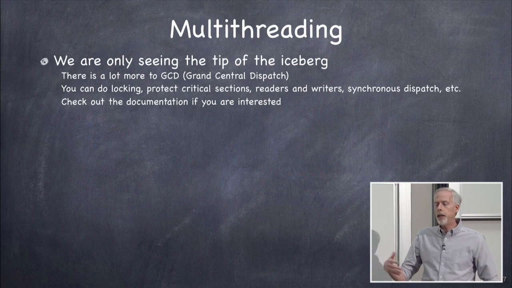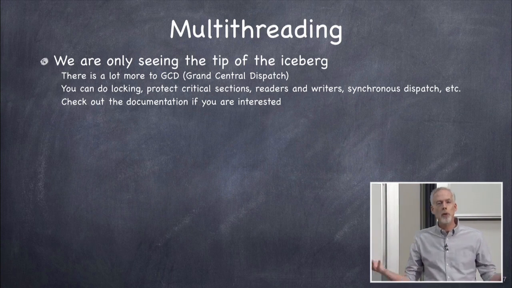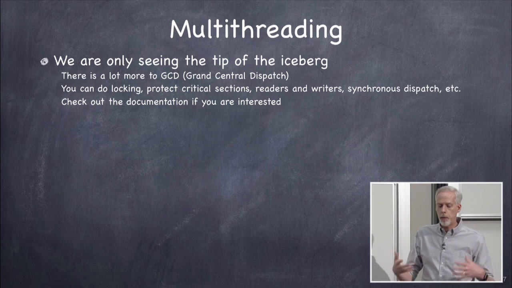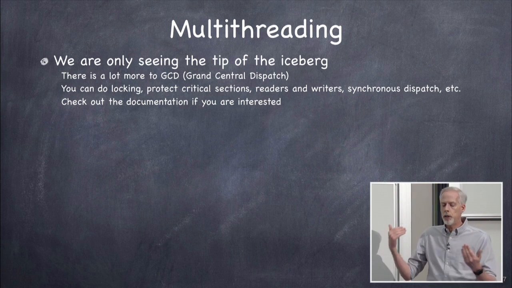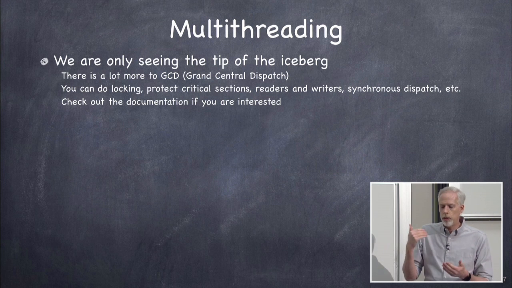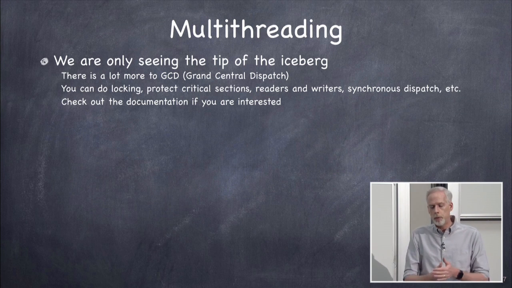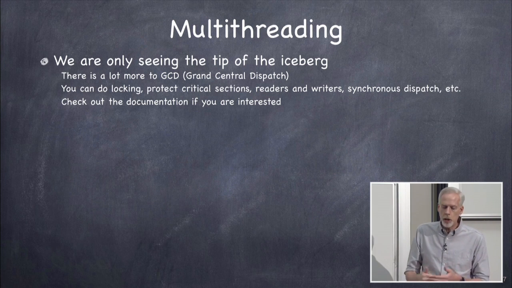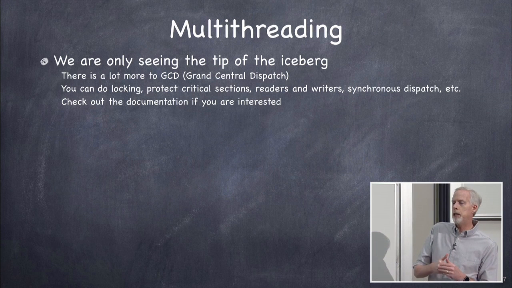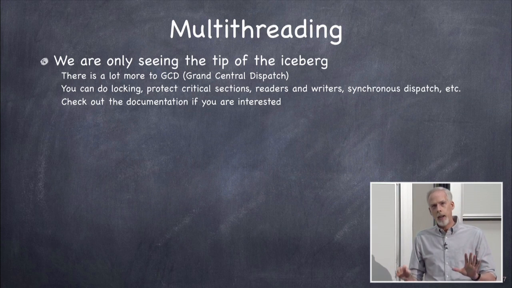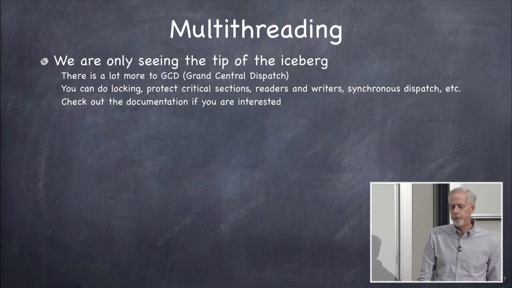For those of you who do know about multi-threading, you can do all the things you would expect: protecting critical sections, readers and writers, single writer, multiple readers. You can do synchronous dispatch, you can do locking, all the things you need to do. I'm not going to talk about any of that, but it's all there, okay?